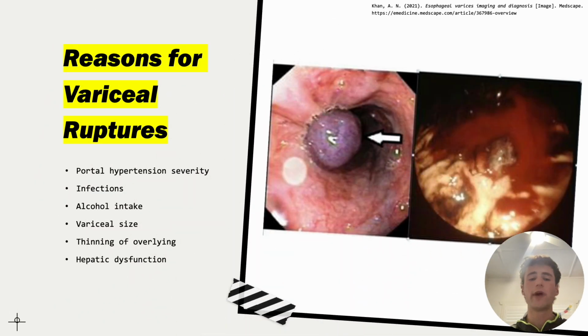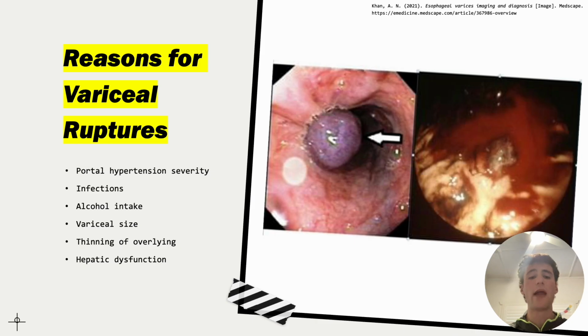Alright, let's go over some reasons for variceal ruptures, starting with portal hypertension severity. If the portal venous pressure gradient is above 10 millimeters of mercury, then this will strongly increase the risk of a rupture. Infections can acutely increase portal pressures along with alcohol intake, which causes mucosal irritation and sudden rises in portal pressure.